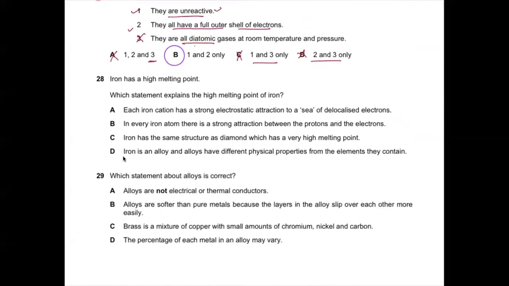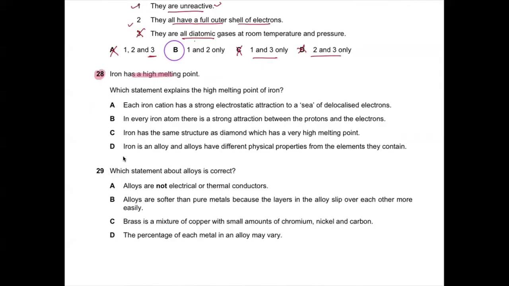Right? Now MCQ number 28. Iron has a high melting point. Which statement explains the high melting point of iron? Okay. Each iron cation has a strong electrostatic attraction to a sea of delocalized electrons. Yes, that is true, but it doesn't explain the high melting point. The same thing can be observed in all metals. So, don't come to the conclusion right away, read the other statements first. In every iron atom, there is a strong attraction between protons and no, there are no atoms. There are cations in the metallic lattice.